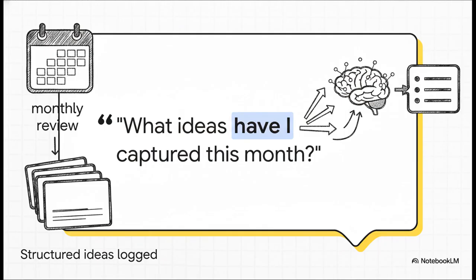Or say you need to do a monthly review or just get a little inspiration. You can ask for a clean, simple list of all the ideas you've logged. And because they're all formatted the same way, the AI can pull them together into a perfect summary in seconds. This is the real power of structure.